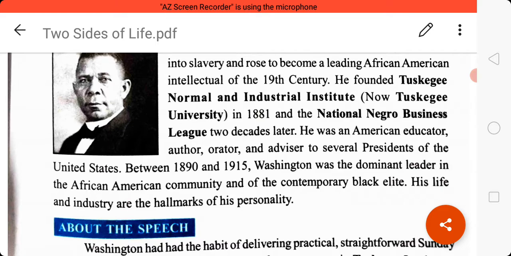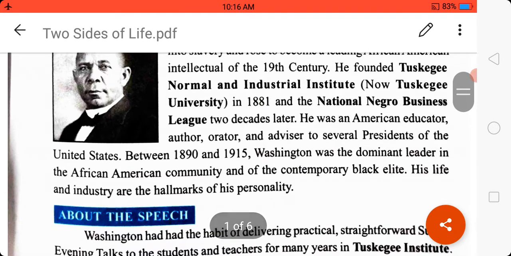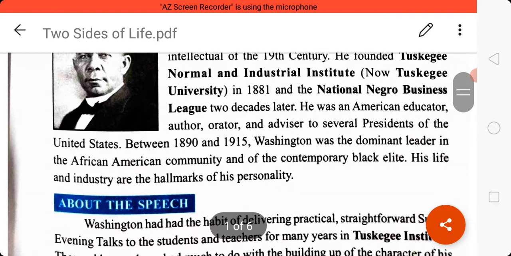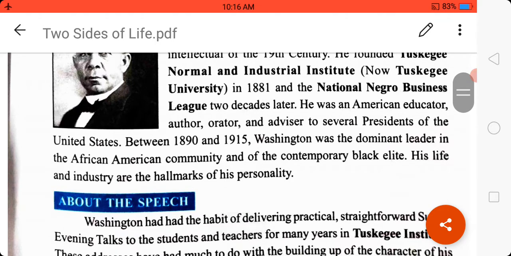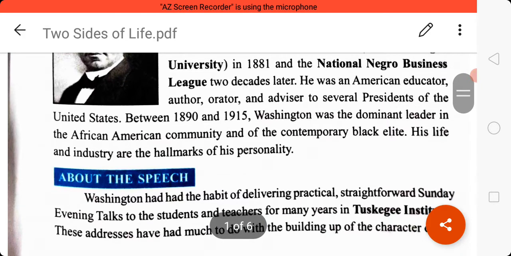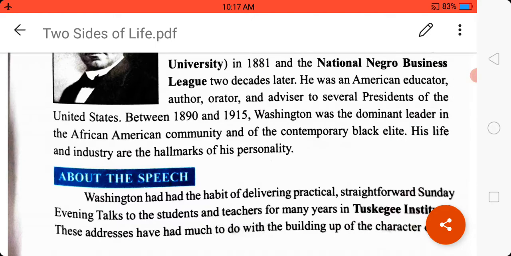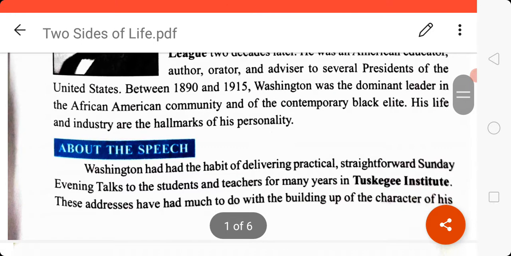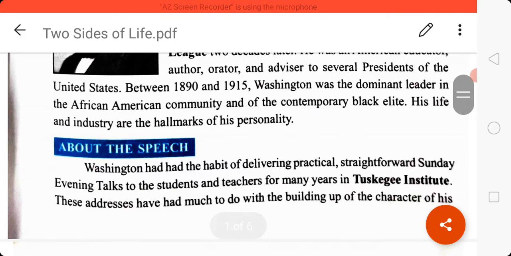And he was also a famous American educator. He's an author, an orator, and also an advisor to several presidents of the United States. So he was a very important person. He used to give advice to the US presidents. And between 1890 and 1915, he was the dominant leader in the African American community. His life and industry are the hallmarks of his personality. So his life is a hallmark that shows his personality.